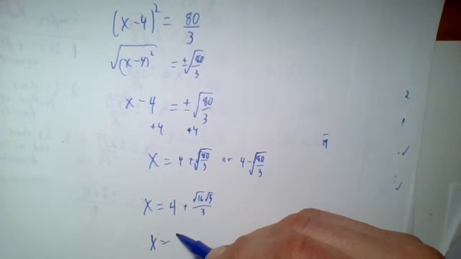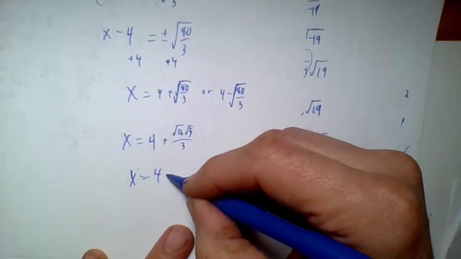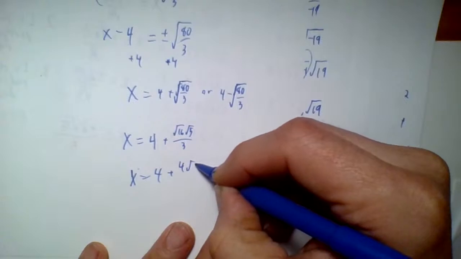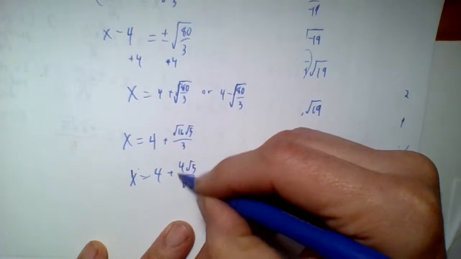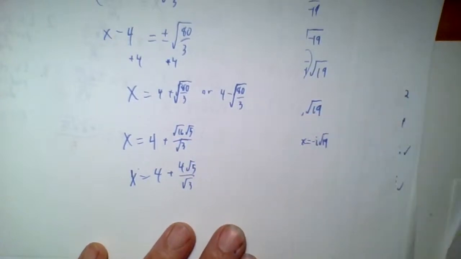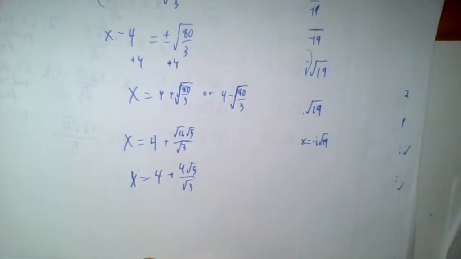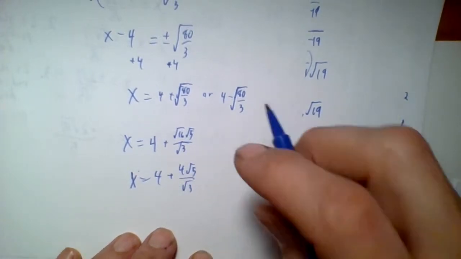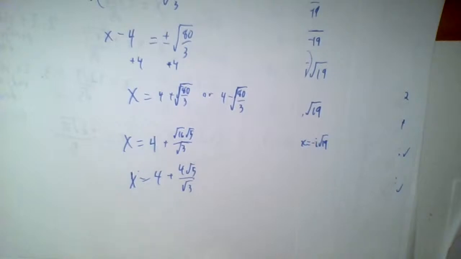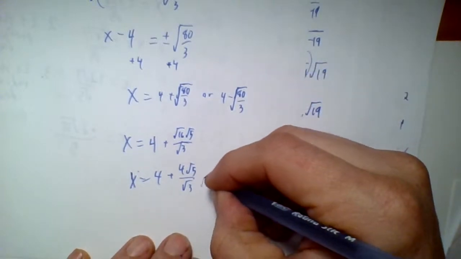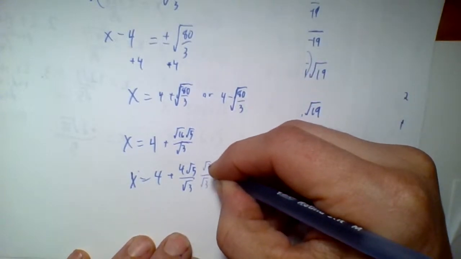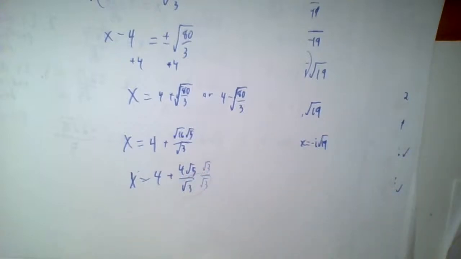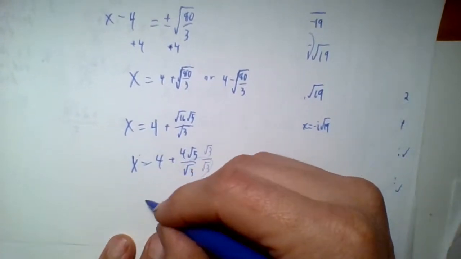16 times 5, that's my perfect square factor, so that's just a 4. I got x equals 4 plus 4 radical 5 over, that should have a square root on it. So square root of 3 in the denominator. Third question, is there a radical in the denominator? And there is. So I got to multiply top and bottom by another copy of it to get a nice denominator. That's how I get the rationalized denominator.